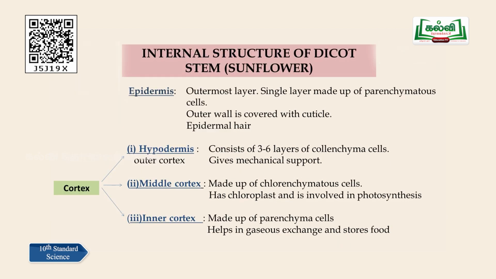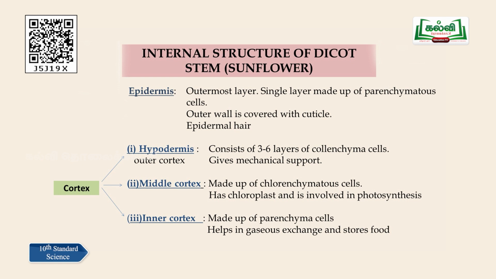Now, we see the internal structure of a dicot stem, sunflower. To recap, it will have epidermis, the cortex region and the stele. The epidermis is the outermost single layer made up of parenchymatous cells and it has epidermal hairs. The cortex is divided into three regions, the hypodermis, middle cortex and the inner cortex. Outer cortex, middle cortex, inner cortex.